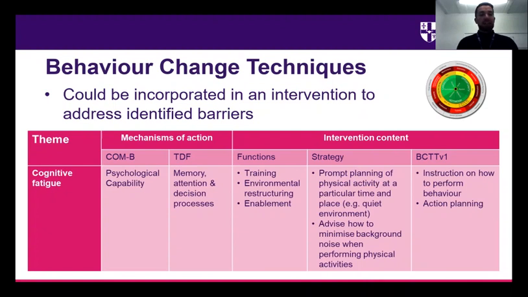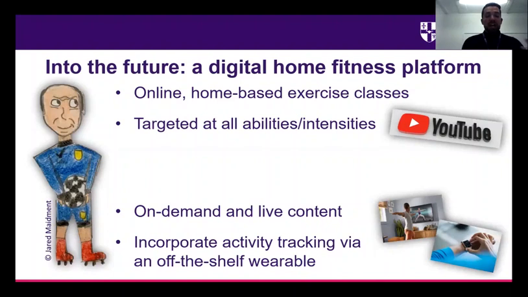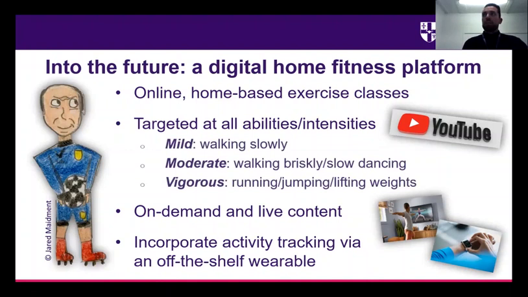and action planning. So into the future then, the next stage of our research really is to develop a digital physical activity intervention that really addresses the complex healthcare needs of older adults with hearing loss. And I'm giving you some flavour of what that might look like. So it could involve some online home-based exercise classes that demonstrate and coach older adults with hearing loss to take part in physical activity. Something similar to YouTube, maybe. I know that I was doing that during lockdown. And these could be targeted at all abilities and intensities. And I'm showing you some examples there on the slide. Now, given the diverse needs of this group, it could include some on-demand and live content, in order to improve social inclusion, reduce social isolation, as well as incorporate activity tracking via an off-the-shelf wearable such as a Fitbit or Apple Watch in order to improve motivation.